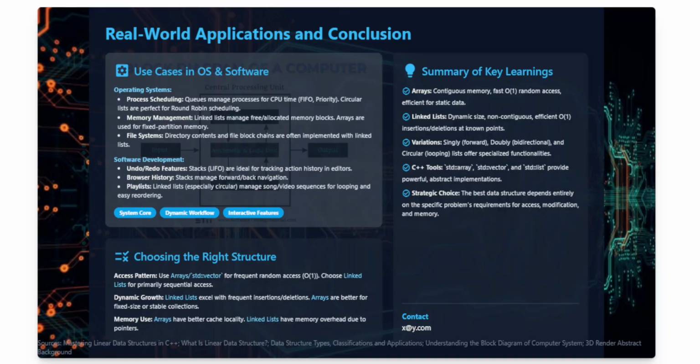Choosing the optimal structure depends on specific requirements. Arrays excel with frequent random access and cache efficiency, while linked lists shine for dynamic growth and frequent insertions. Key takeaways include understanding each structure's strengths: arrays for static data with O(1) access, linked lists for flexible modifications, and leveraging C++ standard library tools like std::vector and std::list for robust implementations.